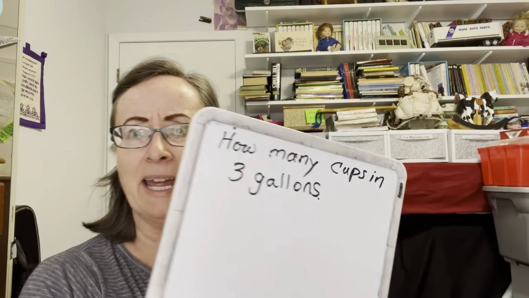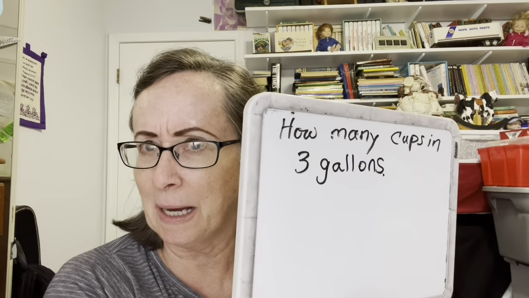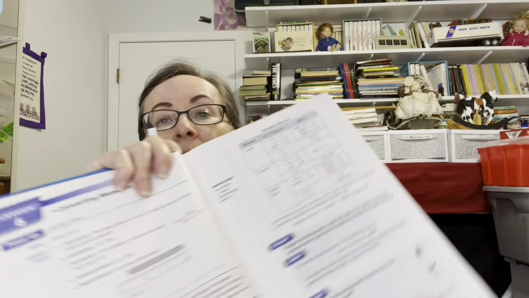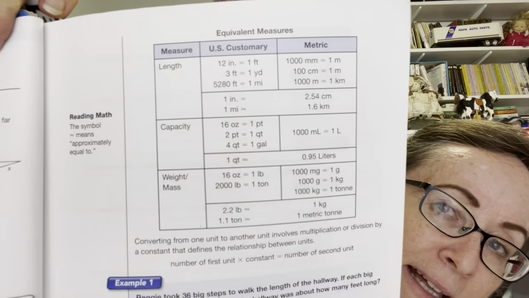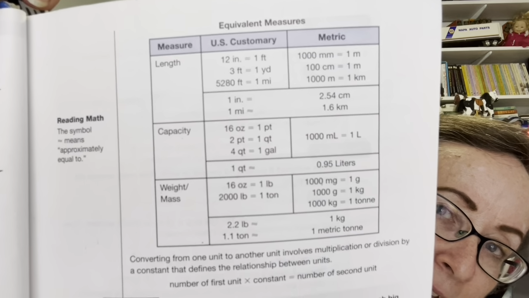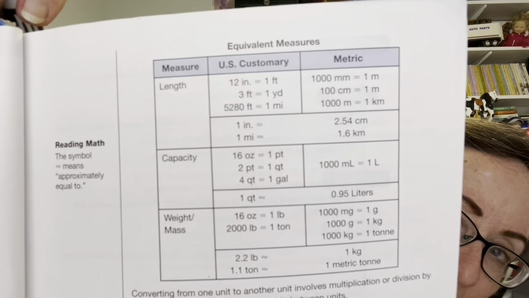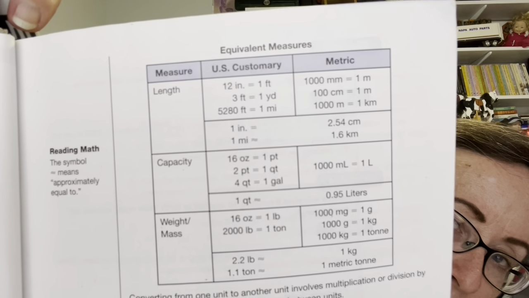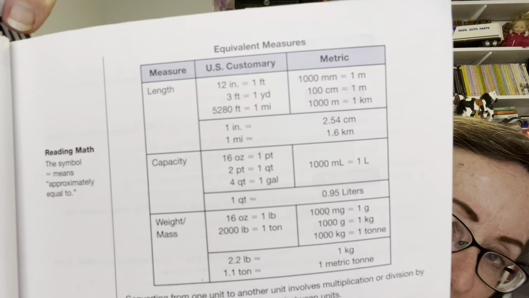Number 4. How many cups are in 3 gallons? I'm going to go back over to page 37, because remember, page 37 is where we have our table of measures. I'm going to hold this up to the screen and see if you can find something that's going to deal with cups. Look at the picture here. We're looking for cups and gallons. We have 3 gallons. We're trying to figure out how many cups.